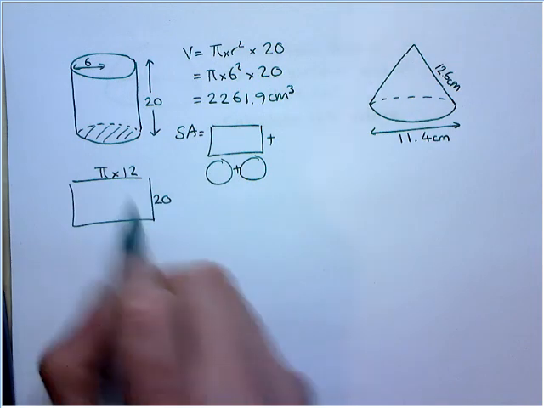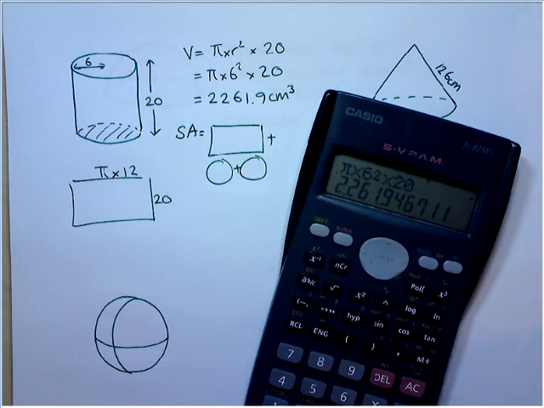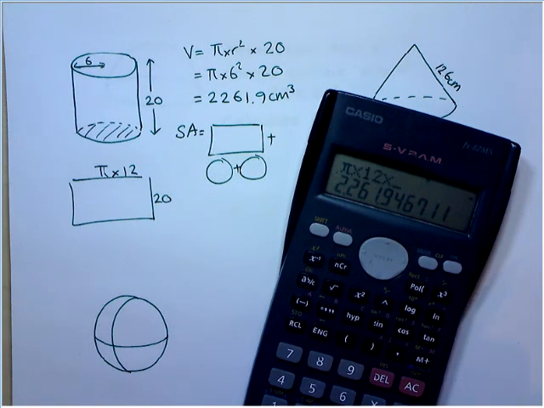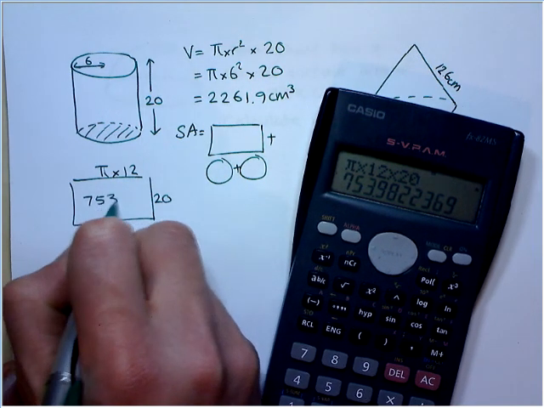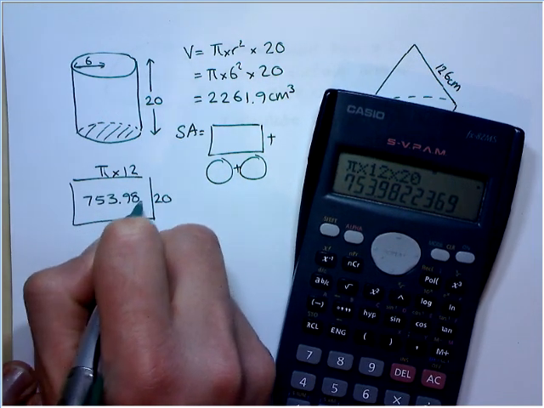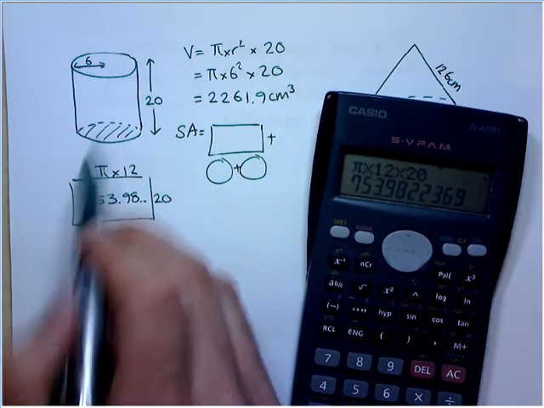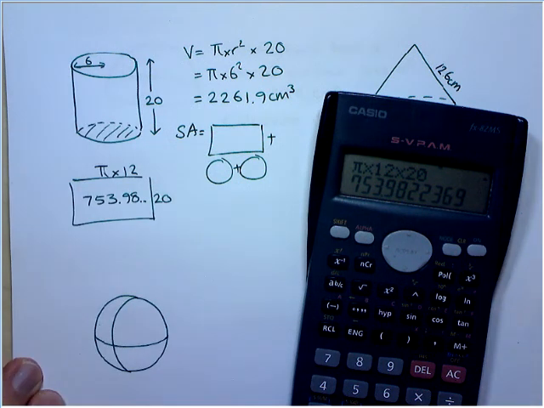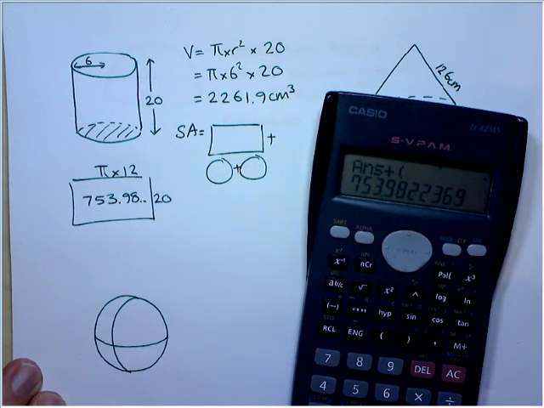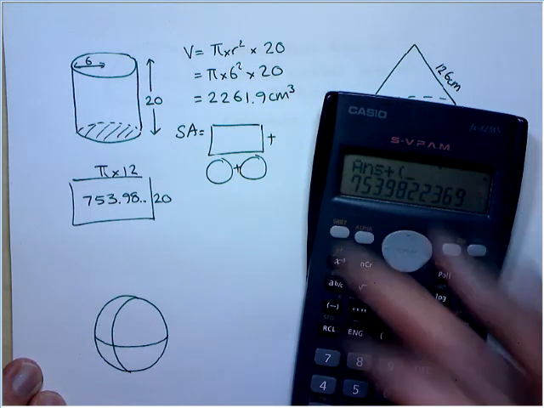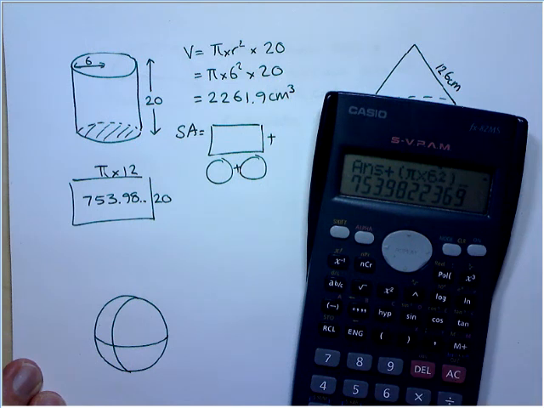So to find the area of this, it's length times width. So I'm going to do pi times 12 times 20. So the area is 753.98. And I'm just going to keep that on my screen. Now, that's the curved area. Now chuck on the circles as well. So plus brackets. I just do 1, so pi times radius squared. So pi times 6 squared, close my bracket, hit equals.